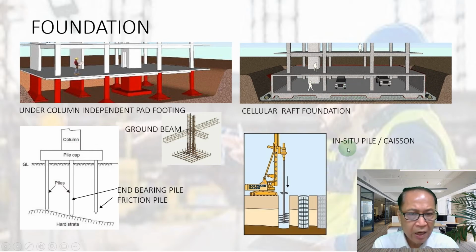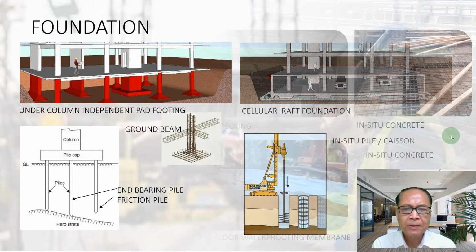Also we have the in-situ pile. You see this in-situ pile. We bore a hole, make the steel reinforcement, and pour the concrete. This is called in-situ pile or caisson pile. Caisson means the box, the steel box, mostly used in foundation with underground water or marine construction. The caisson means a steel box.